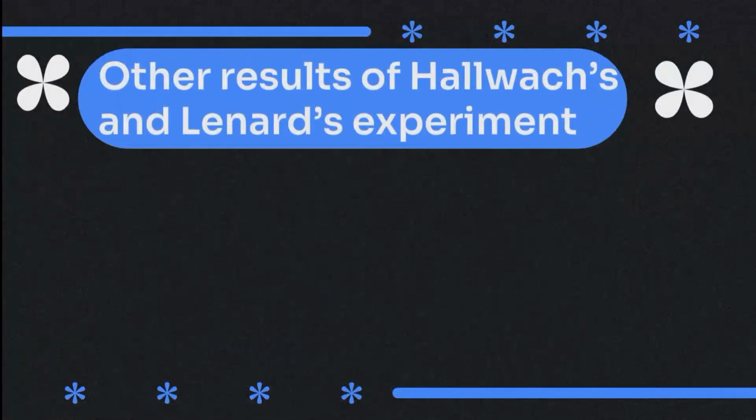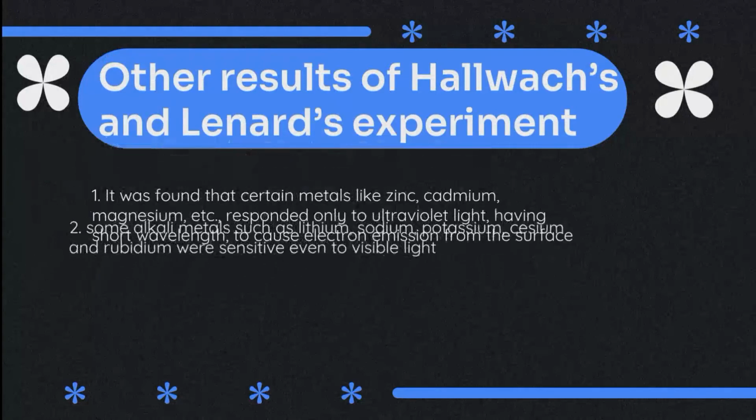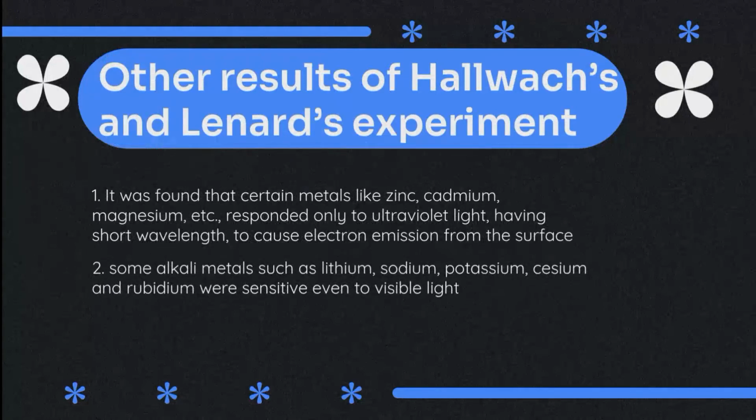Now let us discuss the other results of Hallwachs and Lenard's experiment. It was found that certain metals like zinc, cadmium, magnesium, etc. responded only to ultraviolet light, having short wavelength, to cause electron emission from the surface. Some alkali metals like lithium, sodium, potassium, cesium, and rubidium were sensitive even to visible light.